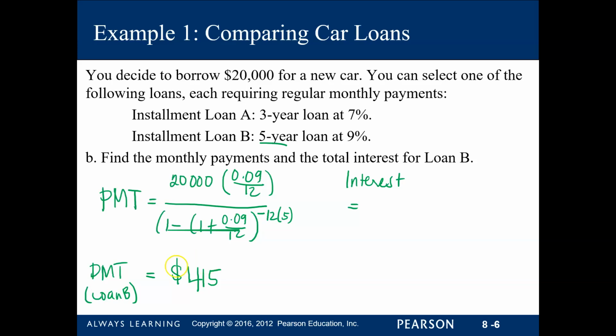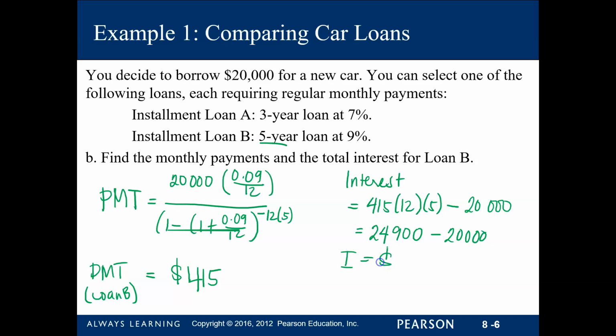So the interest is the total payment. You are making payments of $415 for 12 months for 5 years, and then we subtract the total loan, which is $20,000. So this is going to be about $24,900. The total payments you made through the loan is $24,900, and remember, you just borrowed $20,000. So the interest that you are paying on top of the loan is $4,900. Okay?